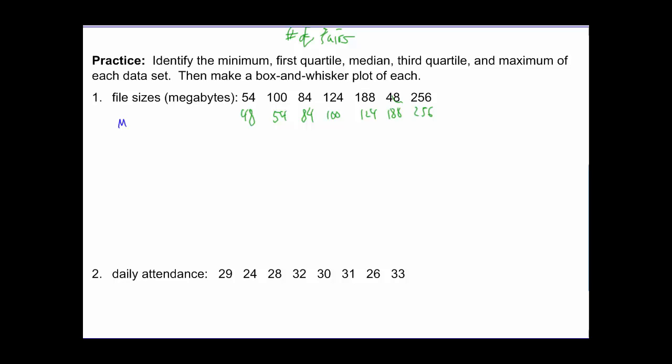So let's write our characteristics over here on the side. We need to find the minimum. We need to find Q1, or first quartile. We need to find the median. We need to find the third quartile. And we need to find the max.